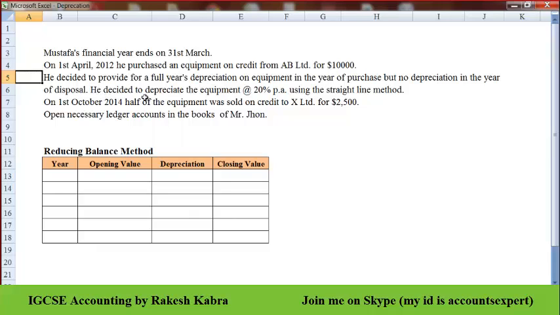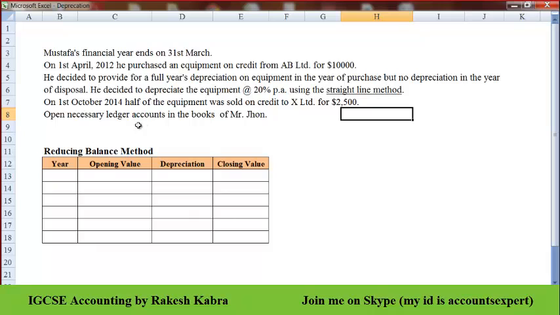Now see, after that, he decided to depreciate the equipment at the rate of 20% per annum using the straight line method. Now which method is he going to use? The straight line method. And what is the rate of depreciation? 20%. Now see, after that, on 1st October 2014, half of the equipment was sold on credit to X Limited for $2,500.